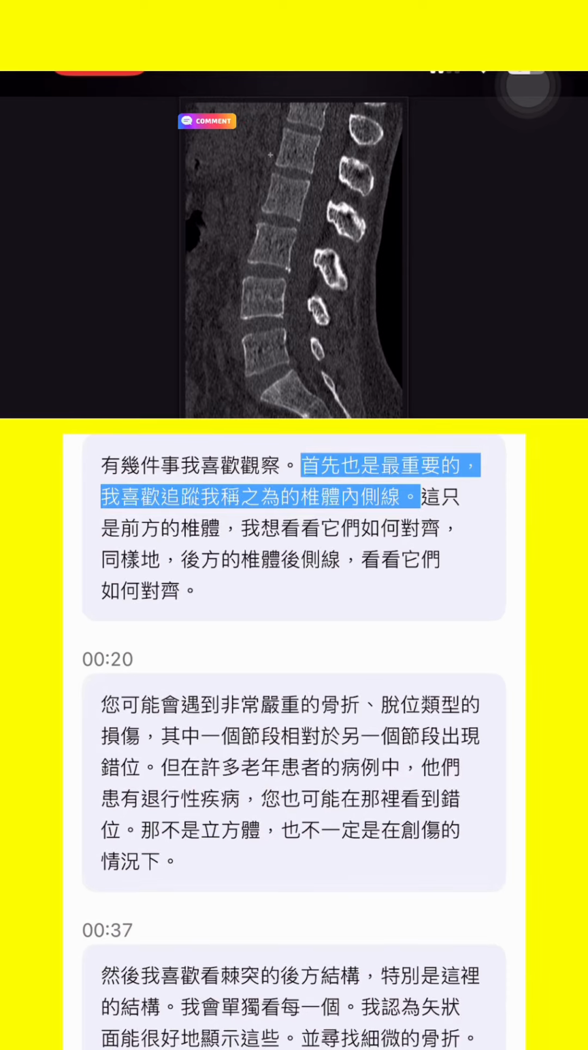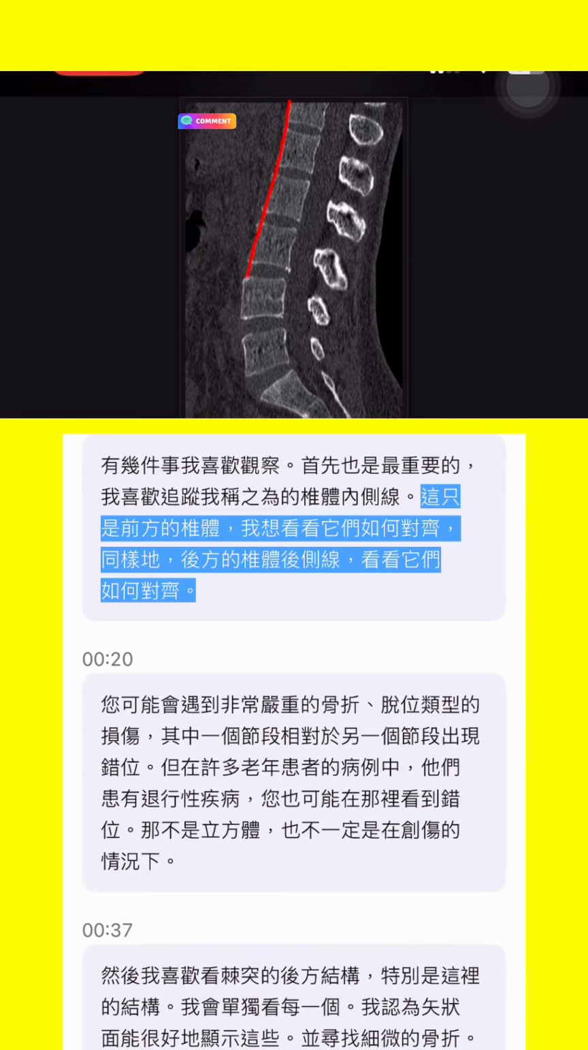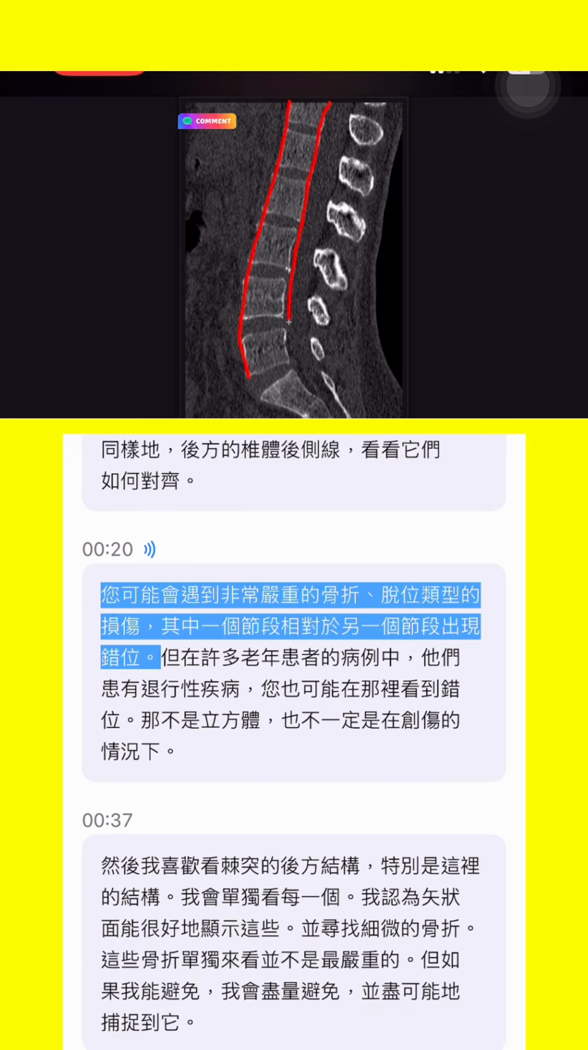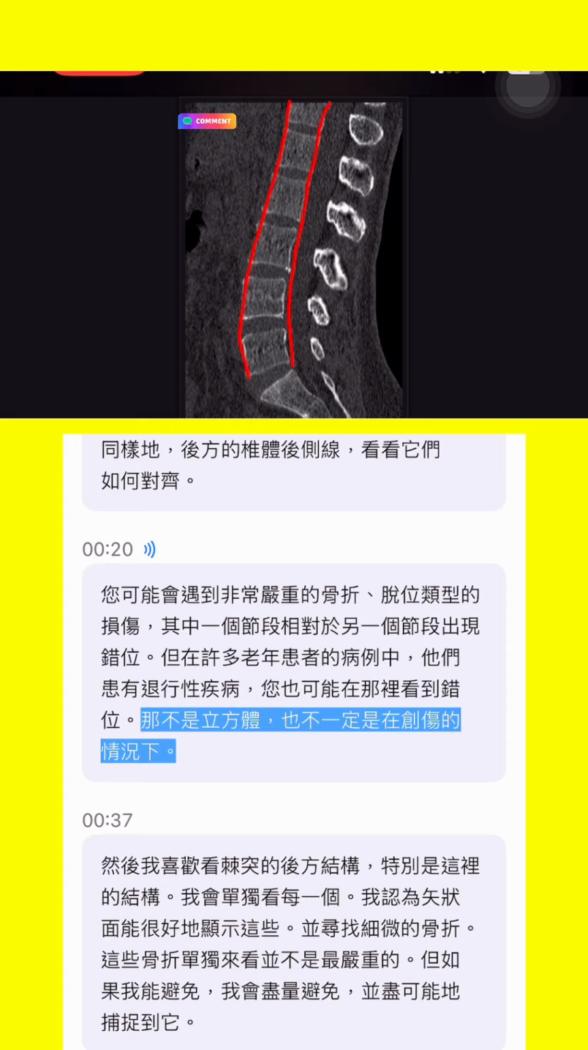What I call the anterior vertebral body line, which is just the anterior aspect of the vertebral bodies, and I want to see how those line up, and similarly, posteriorly, the posterior vertebral body line, looking at how those line up. You can have very severe fracture dislocation type injuries where there is malalignment of one level relative to the other, but in many patients that are older and have degenerative disease, you can also see malalignment there that's not acute and it's not necessarily in the setting of their trauma.